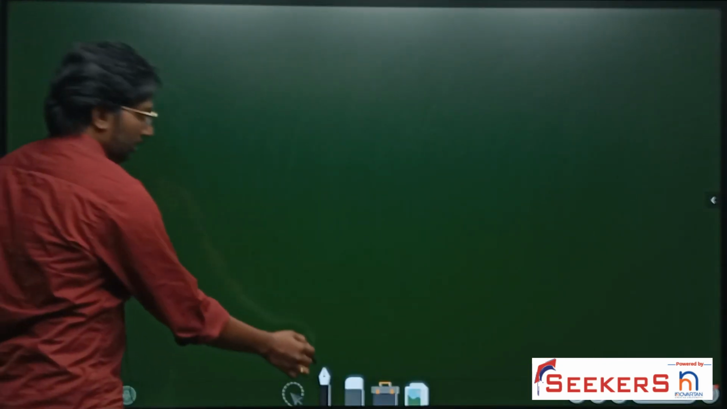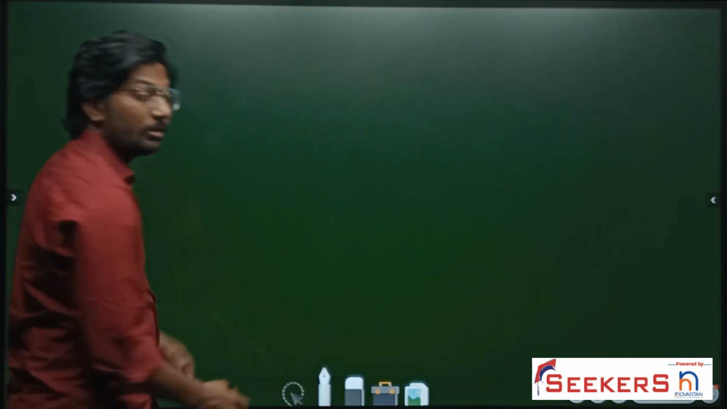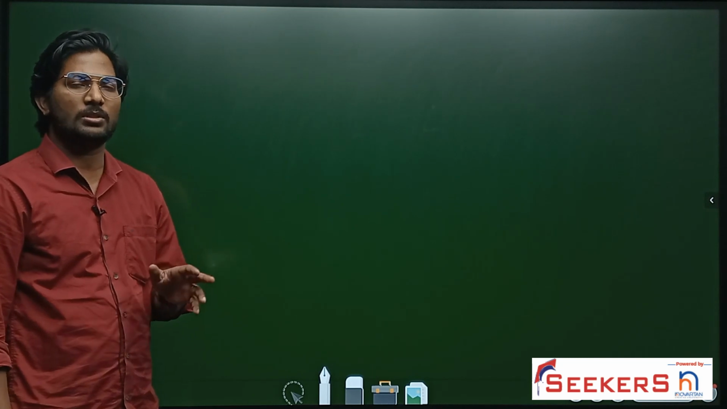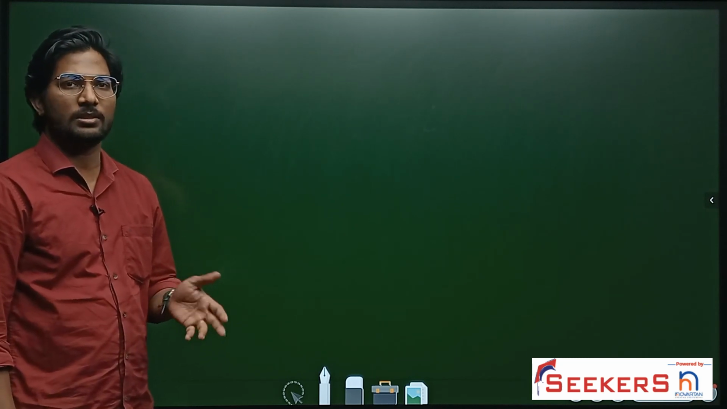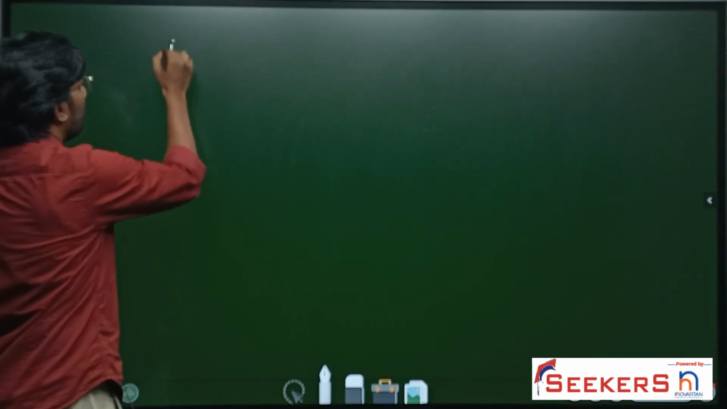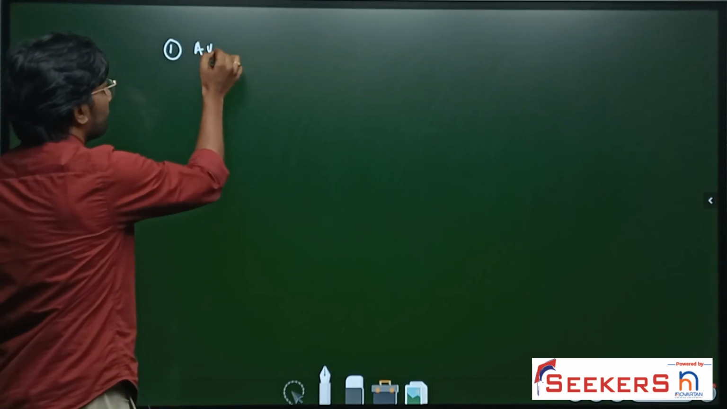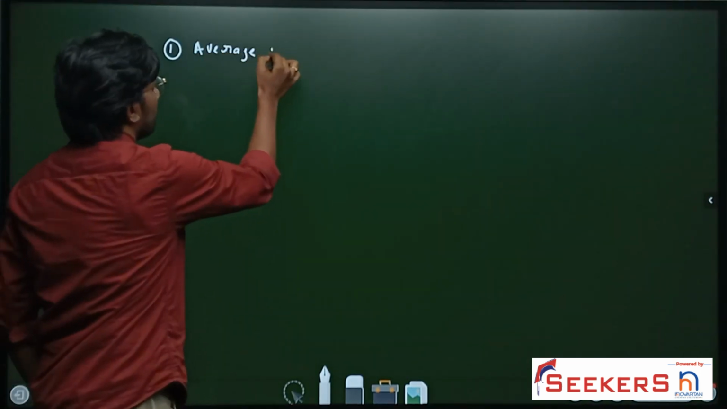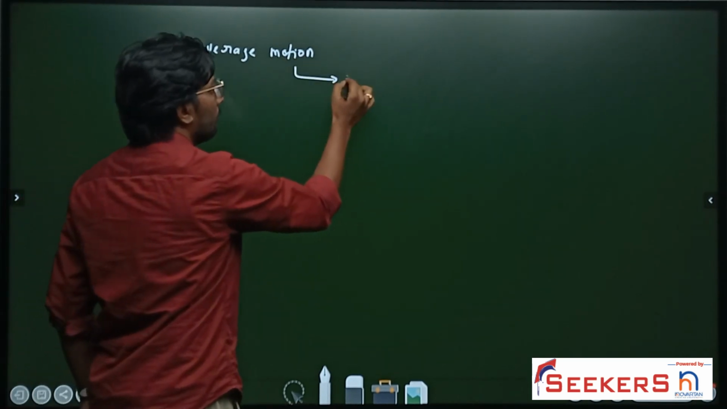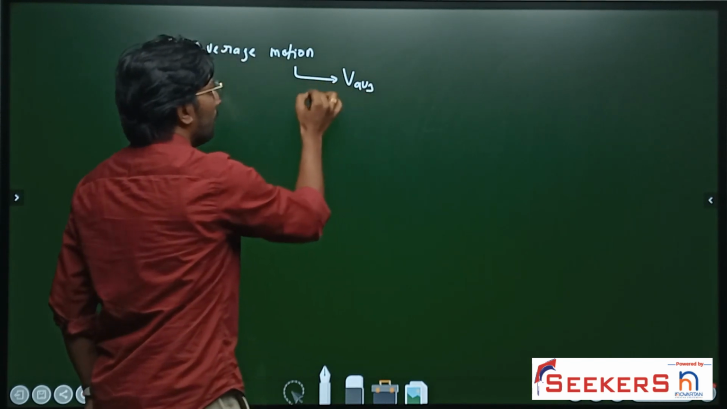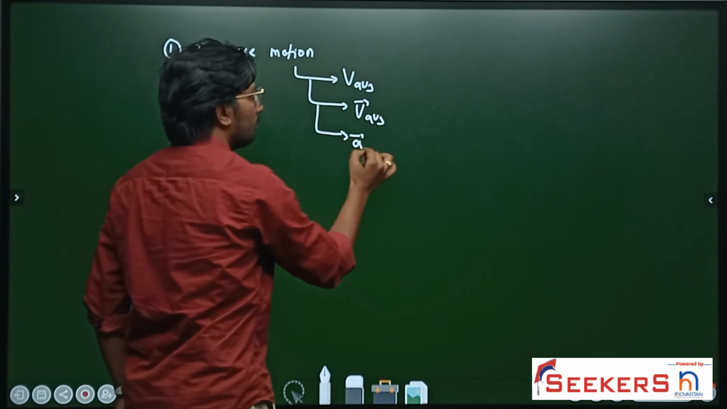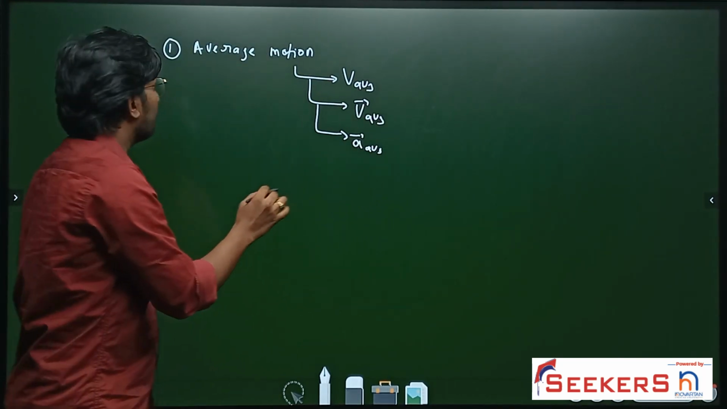Before we go to the questions, let's understand what topics are there in this chapter and what topics, if there are any, removed or not. Let's confirm the total syllabus that is there in the kinematics chapter. So you shall have average motion. Average motion shall involve average speed equations, average velocity equations, and average acceleration equations. All these three are available in the syllabus.